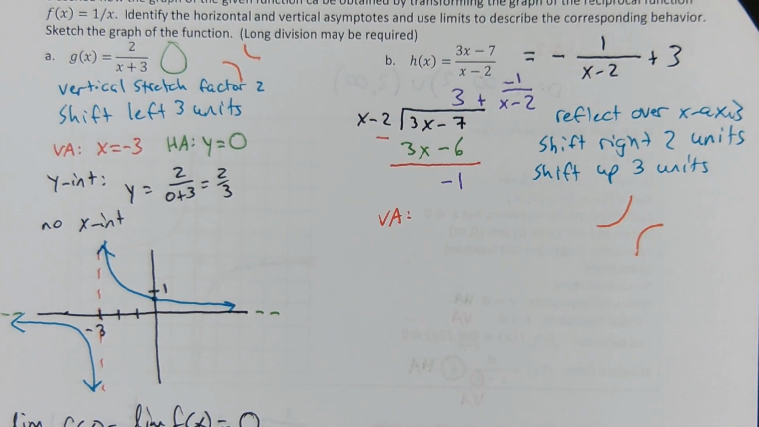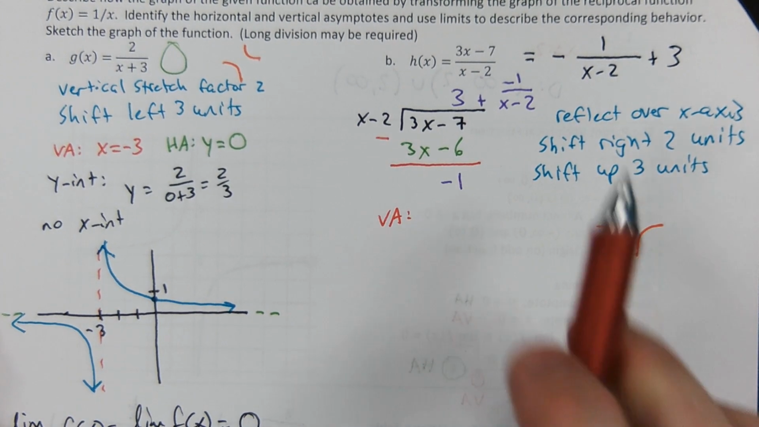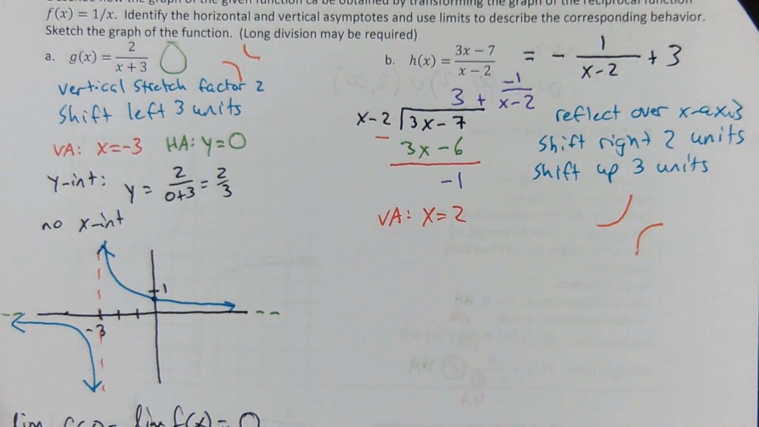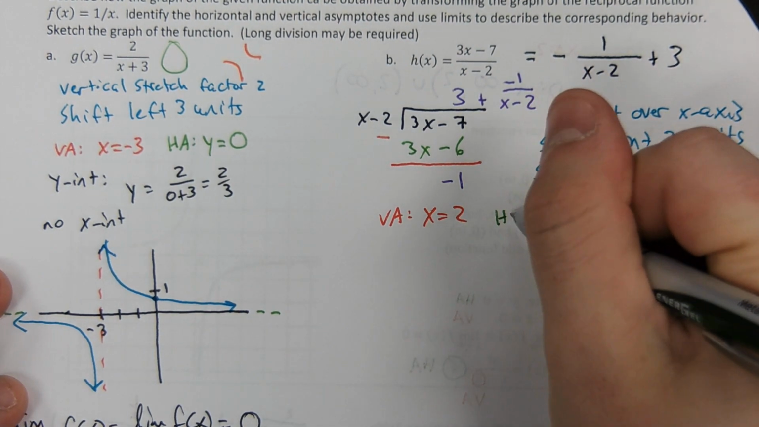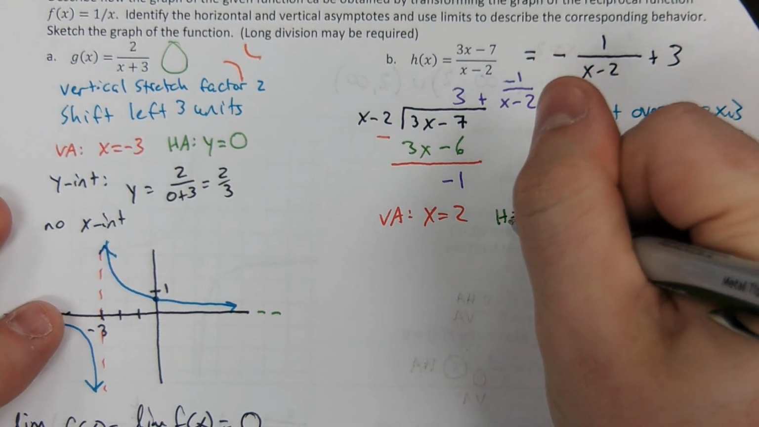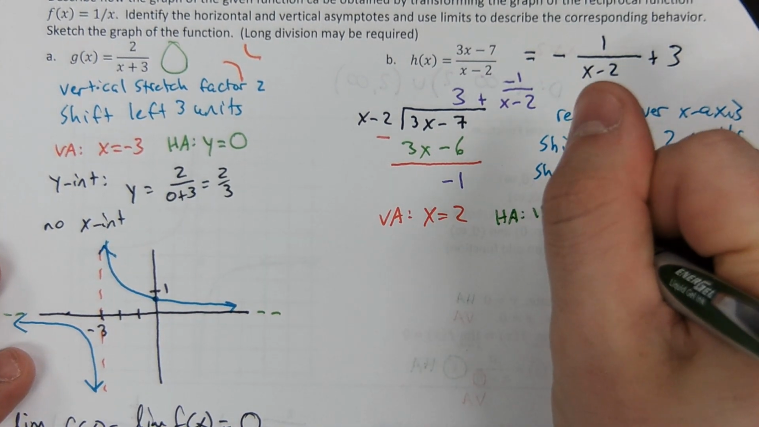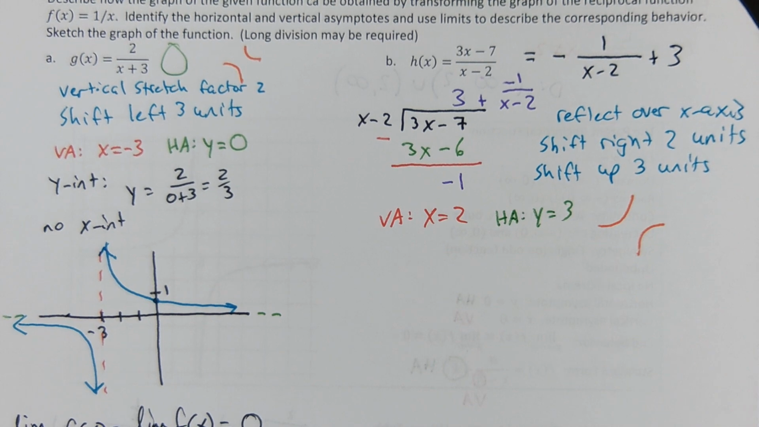What x value is a big fat no-no? 2. Well, you can't divide by 0, but 2 is what would have made that happen. So x equals 2 is our vertical asymptote. And our horizontal asymptote, remember, is supposed to be the x-axis, which is y equals 0. We said this has been shifted up 3. So now it is no longer the x-axis. It is now y equals 3. We have our vertical asymptote. We have a horizontal asymptote.